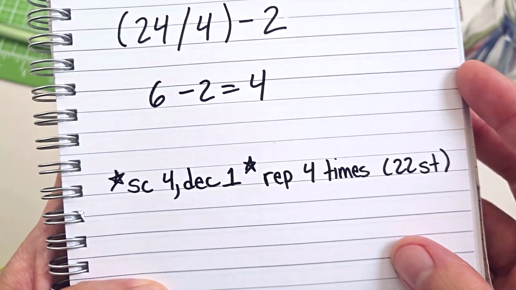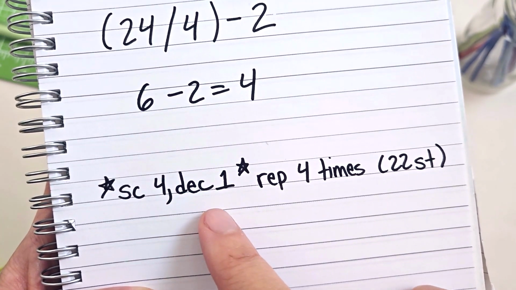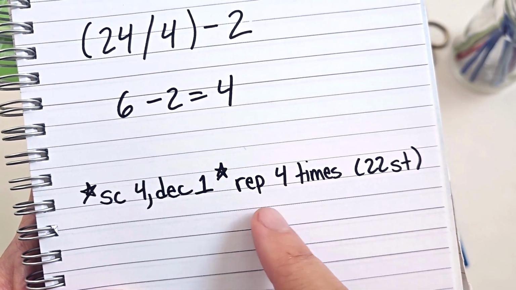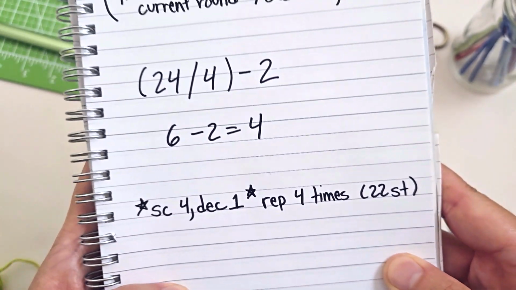Then when writing this out as a pattern, I'm going to write it as single crochet 4, then decrease 1, repeat the set 4 times, and I'll have a total of 22 stitches at the end.